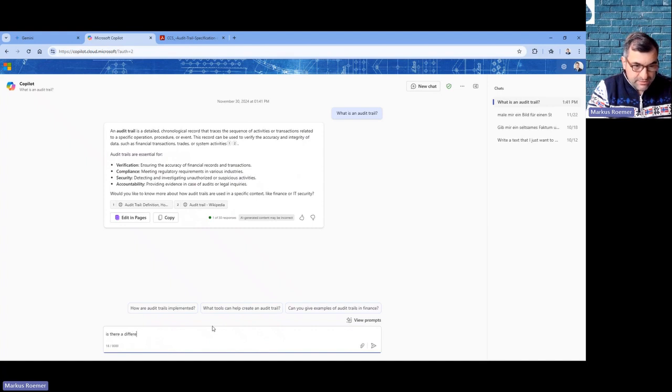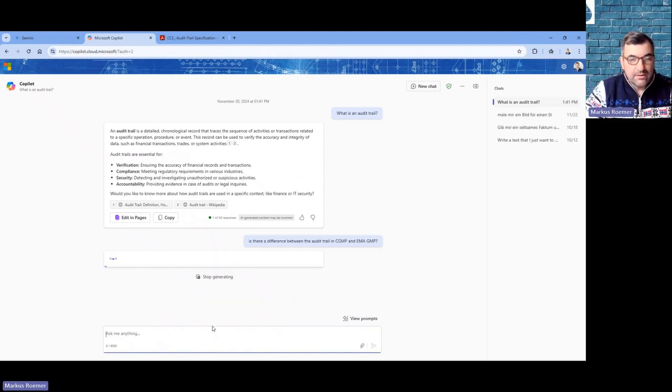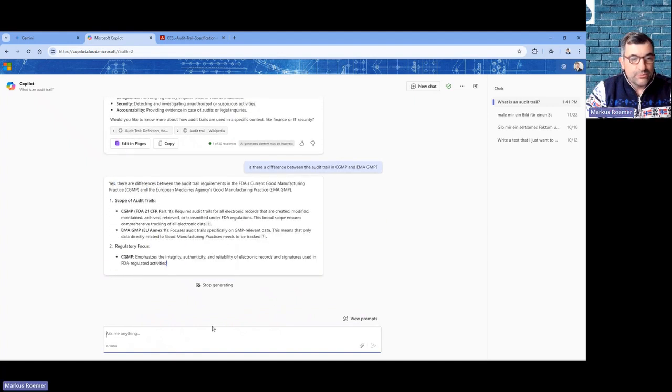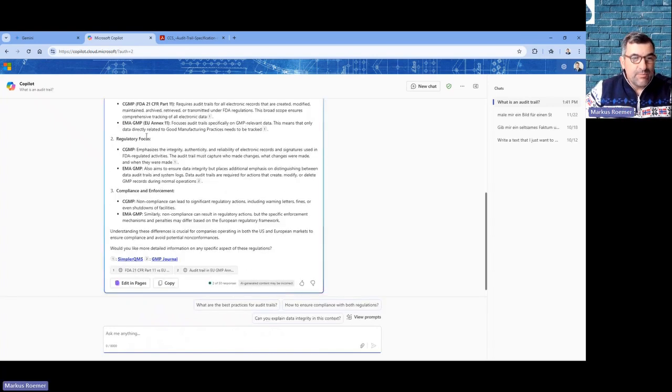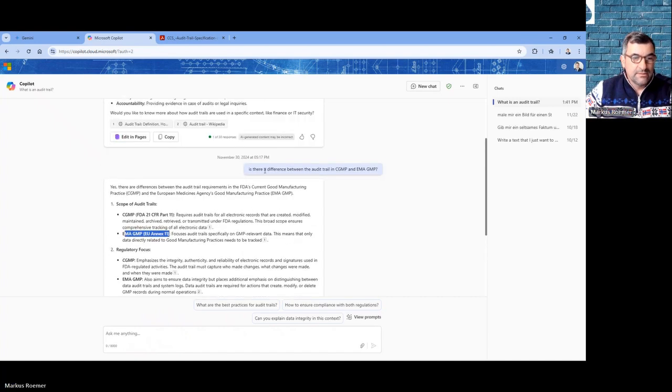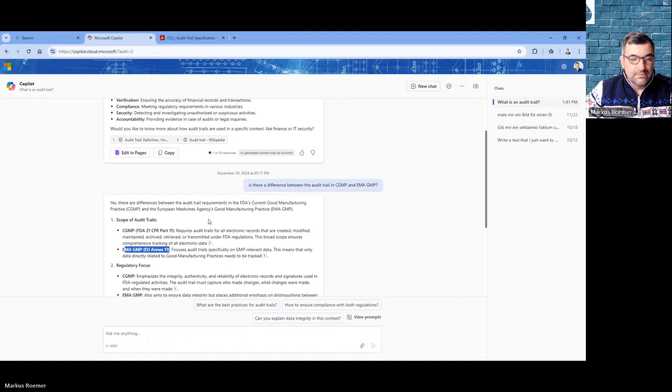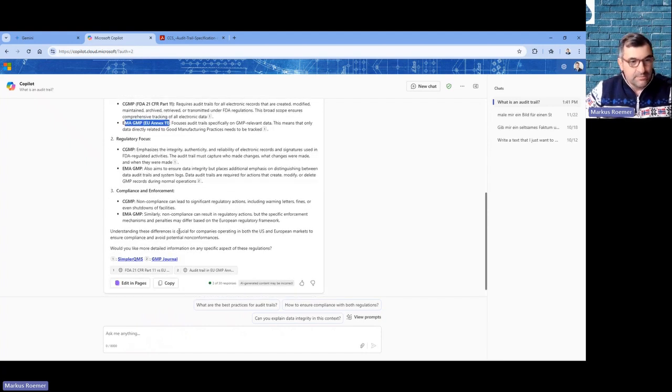Is there a difference between an audit trail in CGMP and GMP? CGMP, US-FDA, GMP, let's write EMA GMP. Searching. CGMP, Part 11, EU GMP, Annex 11. I'm impressed. Copilot, you are intelligent. Artificial, but intelligent. Okay, cool.